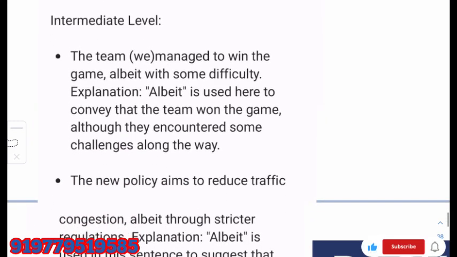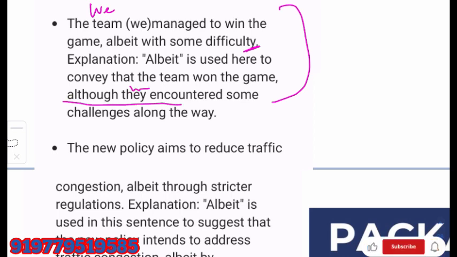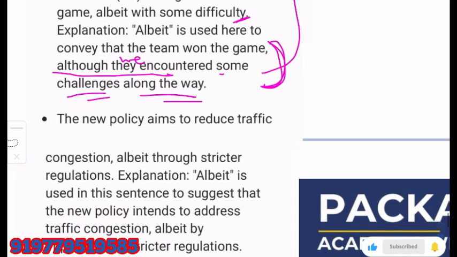Okay, now the team, or you can even say we managed, in the cue card you can use this, or in the speaking, we or the team managed to win the game albeit with some difficulty. There was difficulty although they encountered, or we encountered some challenges along the way. Again, this is also a very good speaking thing, right?